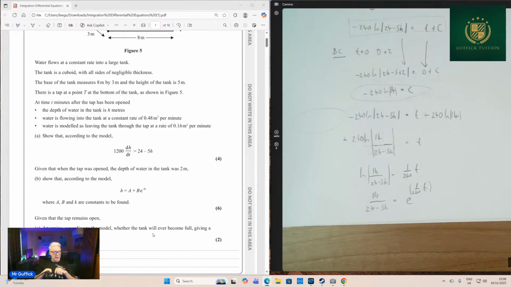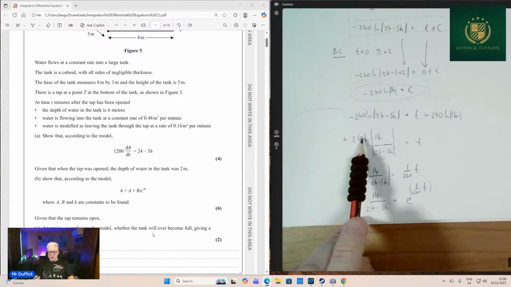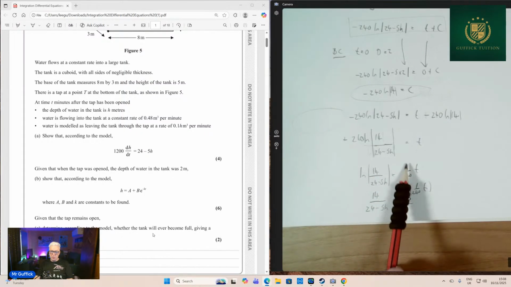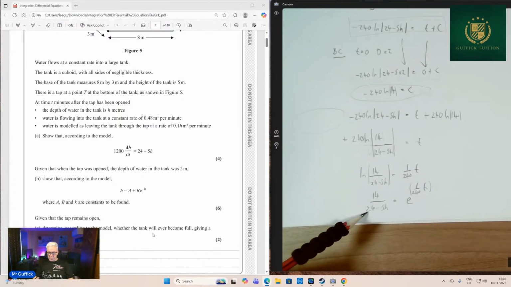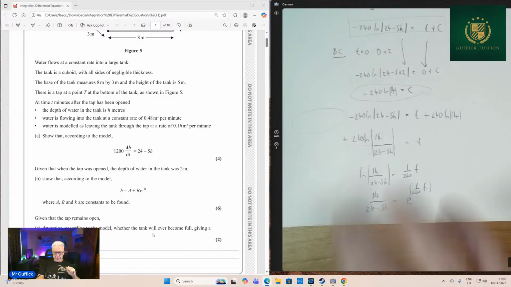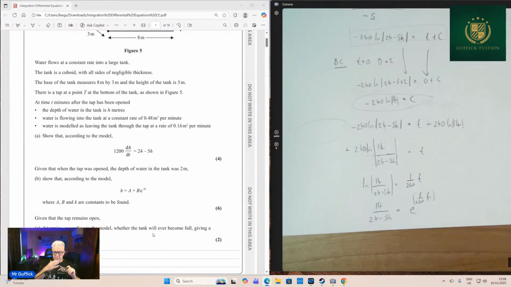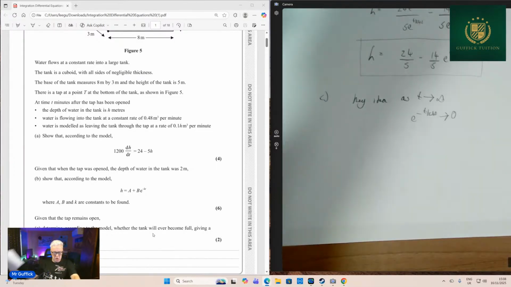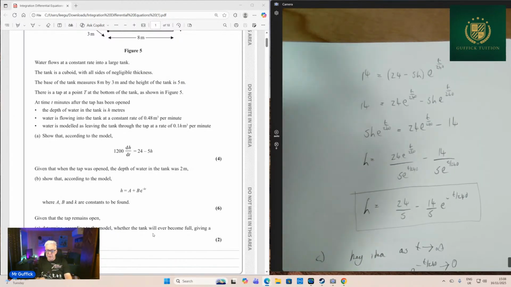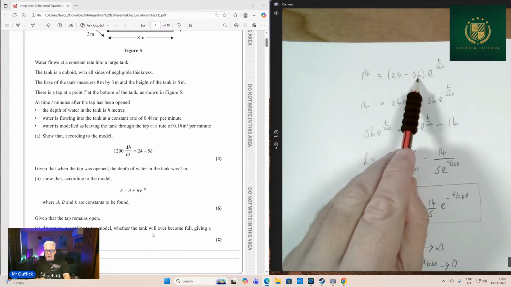So I would suggest that our next step is we're now going to divide by 240. So ln of 14 over 24 minus 5h equals 1 over 240 t. So we reverse the logs, giving us 14 over 24 minus 5h is equal to e to the 1 over 240 t. Then we're going to multiply both sides by 24 minus 5h. So we multiply both sides by the 24 minus 5h, expand the brackets. So that one times that one times that one.